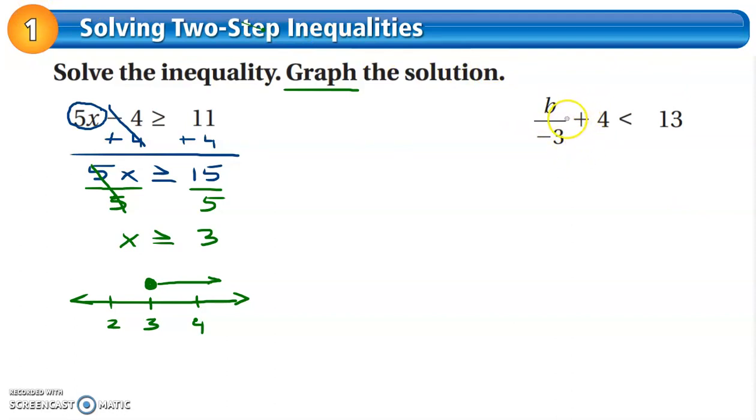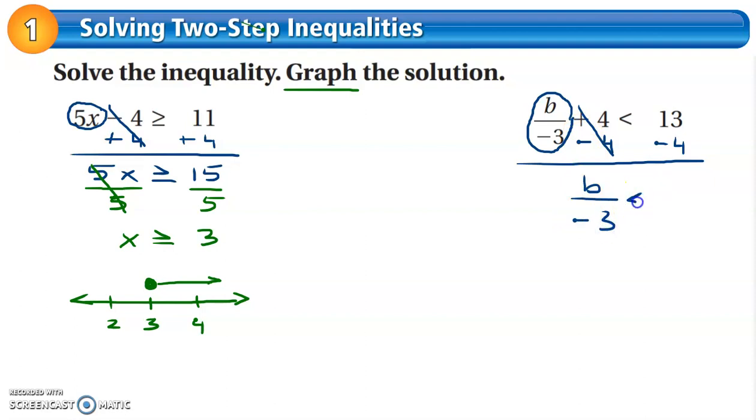Next, here's the variable term. Now, in a fraction, the variable term includes the denominator, right? The entire fraction is the variable term, including the sign too. Now it says plus 4, so the inverse operation of that is minus 4. So I'm going to subtract 4 from each side. The 4 cancels out. 4 minus 4 is 0. So I'm left with this fraction. B over negative 3 is less than 9.